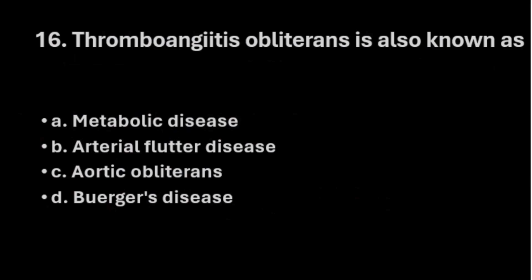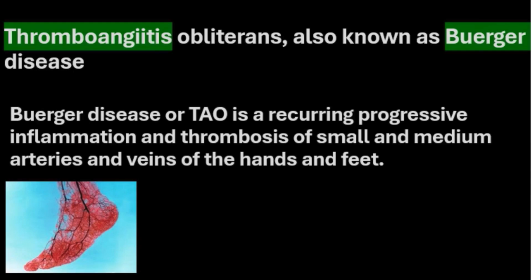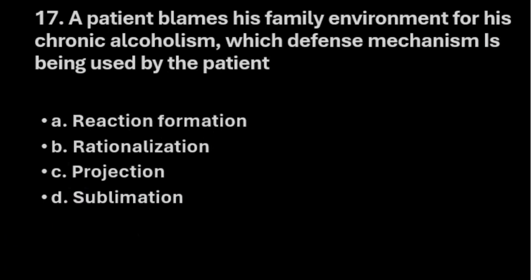Next question. Thromboangiitis obliterans is also known as: option A, metabolic disease; option B, arterial flutter disease; option C, aortic obliterans; option D, Buerger's disease. Let us see the right answer. The right answer is Buerger's disease. Thromboangiitis obliterans or TAO is also known as Buerger's disease. It is a recurring progressive inflammation and thrombosis of small and medium arteries and veins in the hands and feet. You can see the diagram also here.